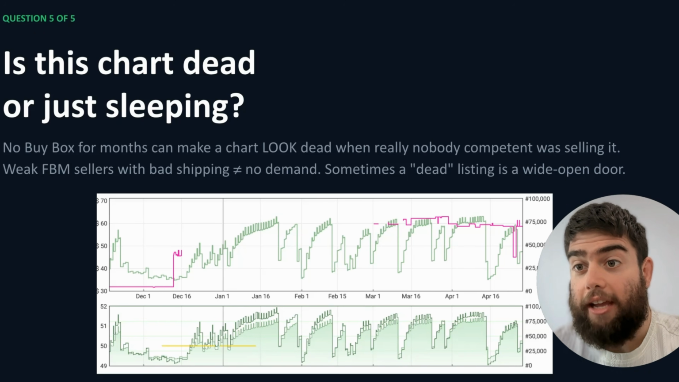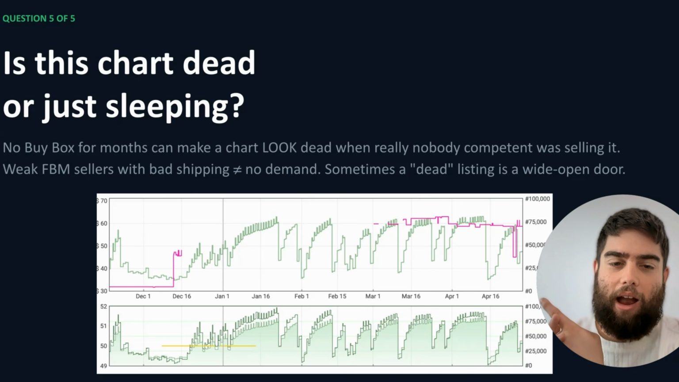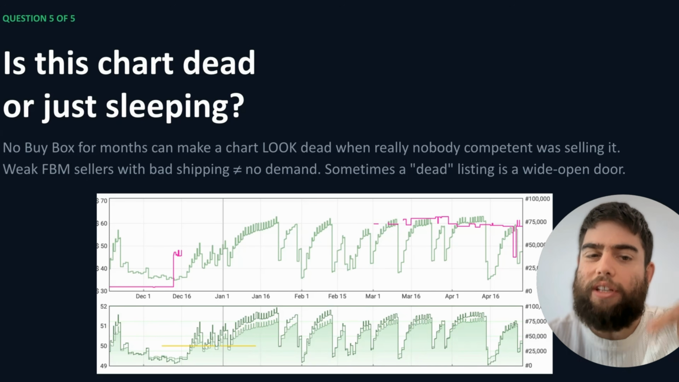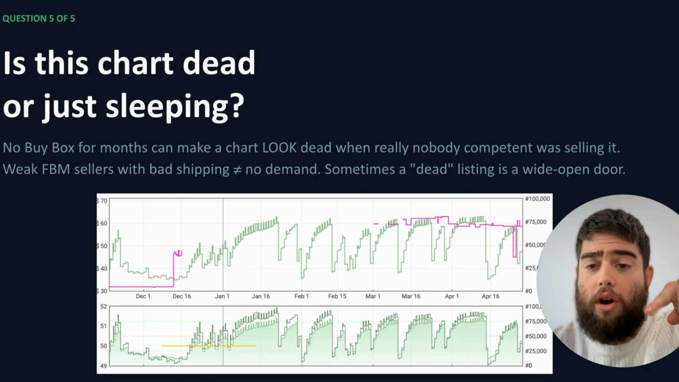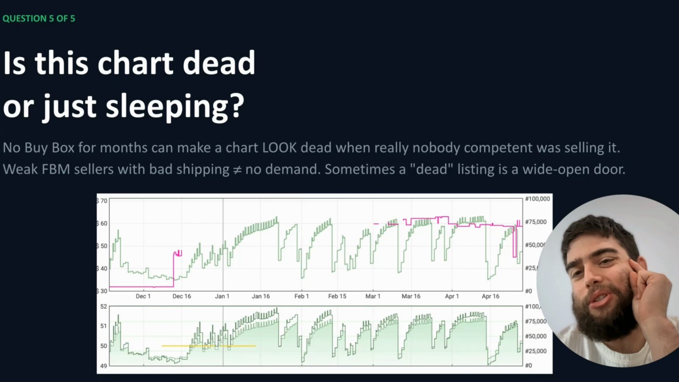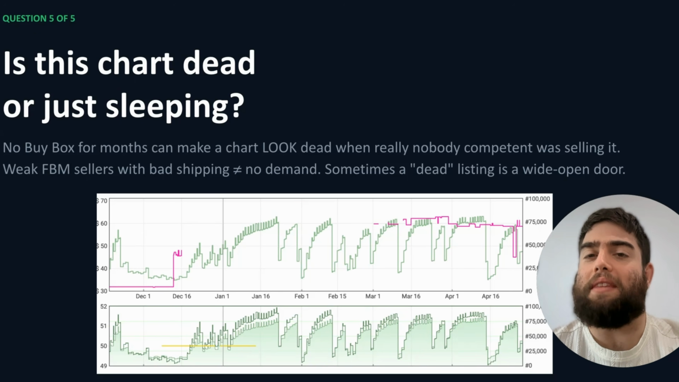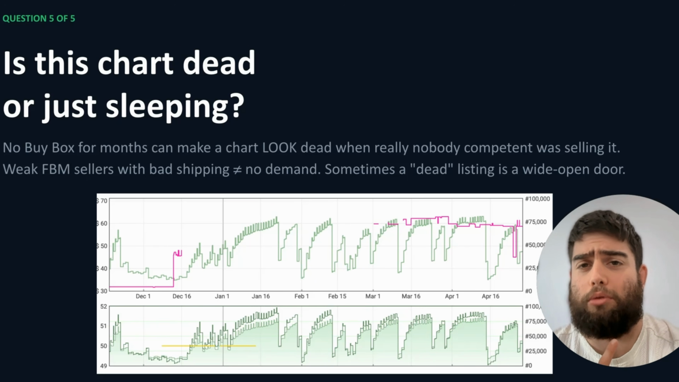Another thing I love to check is, is the listing dead, right? We see the Keepa graph doesn't look that great. It's moving slowly up and down. It's not like the beginning in December where it's way lower on the graph. But the price was also way less. So you got to ask yourself sometimes, is the volume dead because the price is horrible, or if it's an FBM seller with horrible shipping?